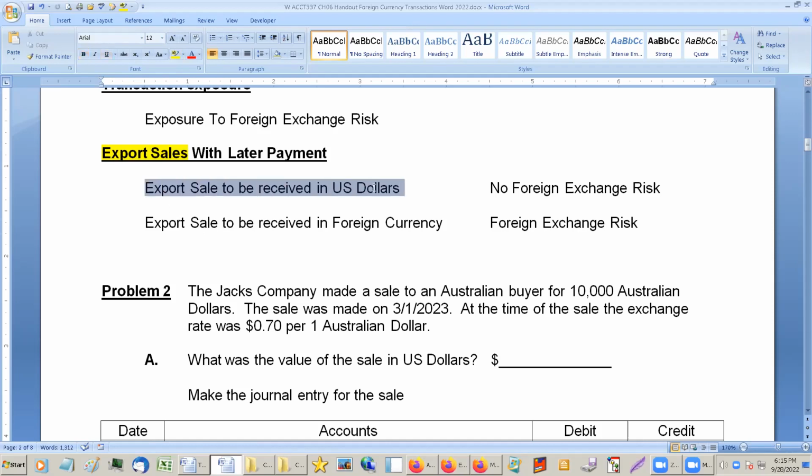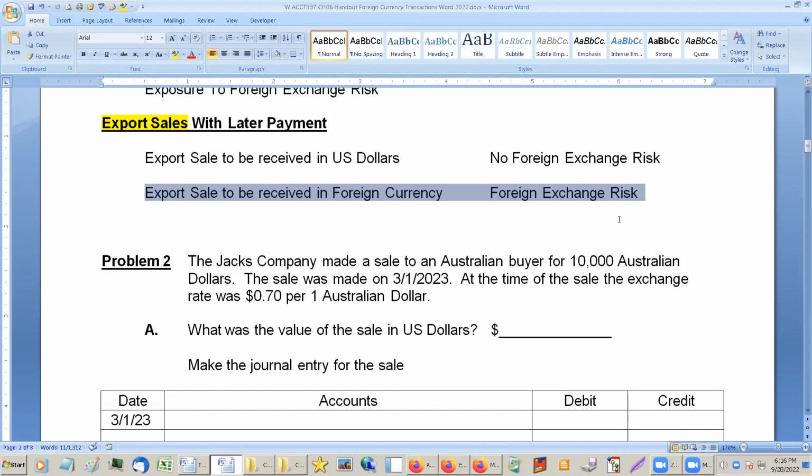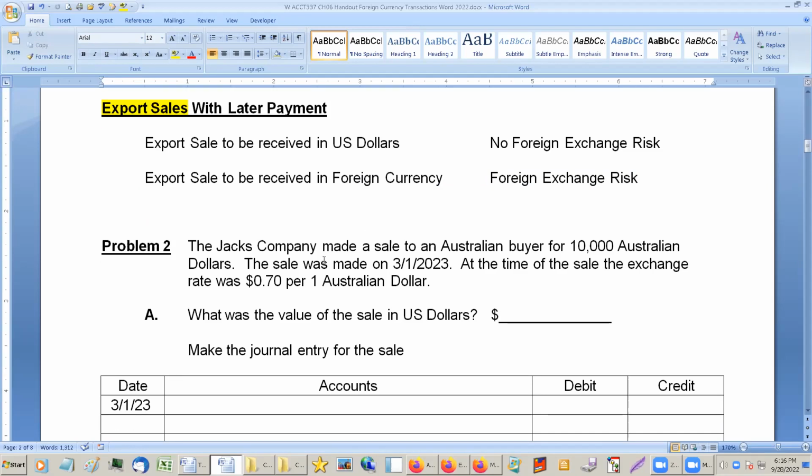Now, if you export something and you're going to receive the payment in US dollars, there's no problem. Then it's just like a US sale. So if they're going to pay you in US dollars, it doesn't matter. You're not going to have any foreign exchange risk. You use US dollars, they use US dollars. Only when it is in a foreign currency are you going to have foreign exchange risk, because the value of whatever their currency is could change how many US dollars you get.